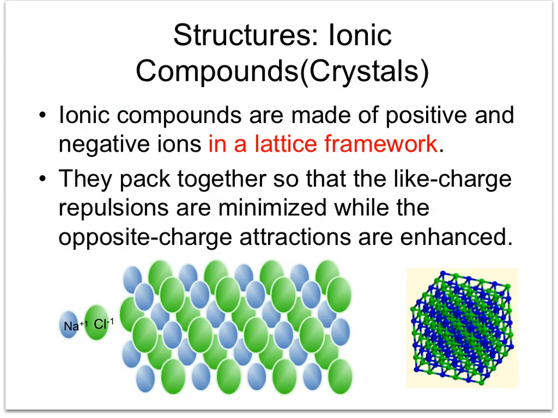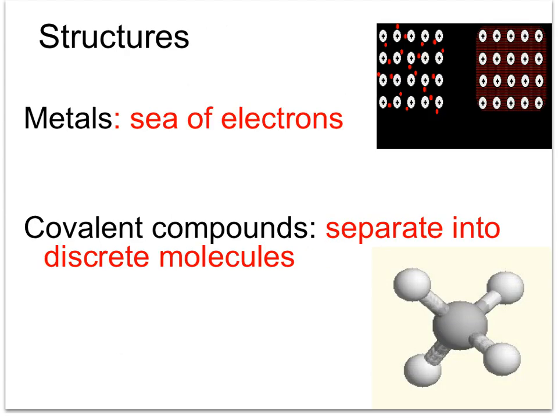Lastly, we're going to look at the structure. An ionic compound is basically made up of a lattice framework of alternating positive and negative charges, as you can see in both of these pictures down below. They pack together so that their like charge repulsions are minimized, while those opposite charge attractions are enhanced, and they will get as closely connected as possible to one another. We've already discussed the metal structure, which is a sea of electrons. You can see that in the picture to the right.